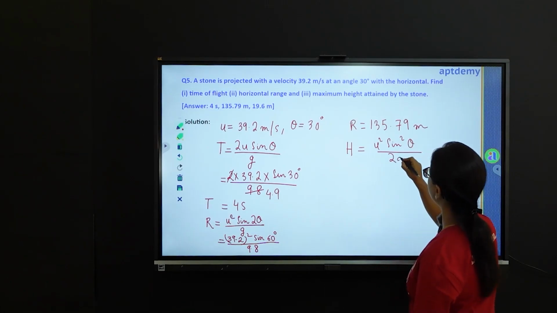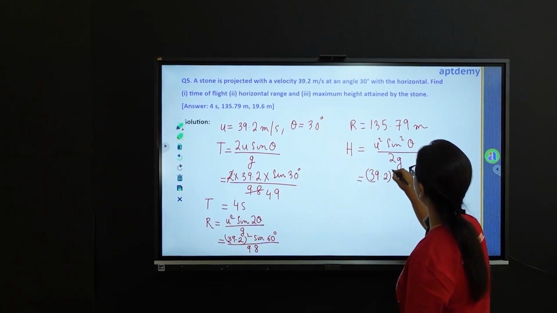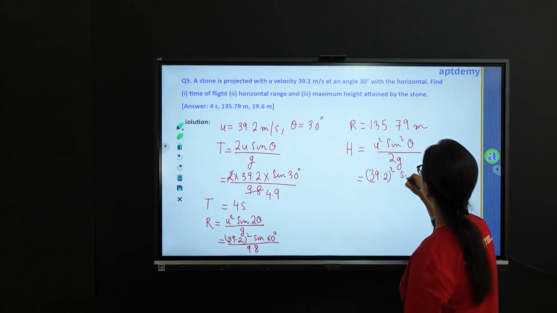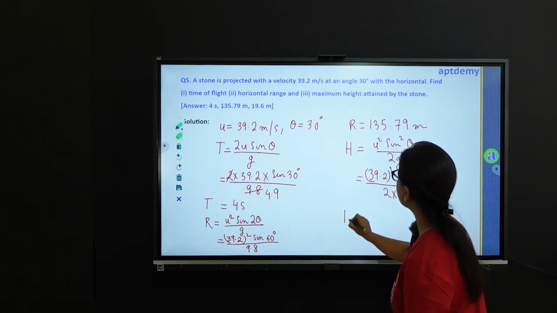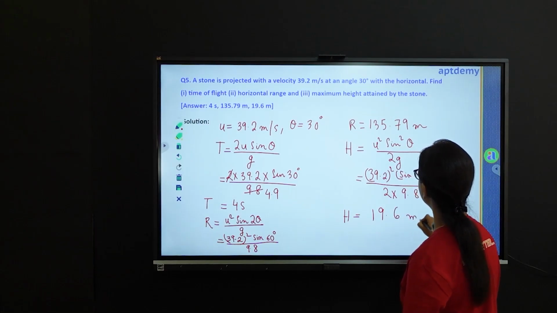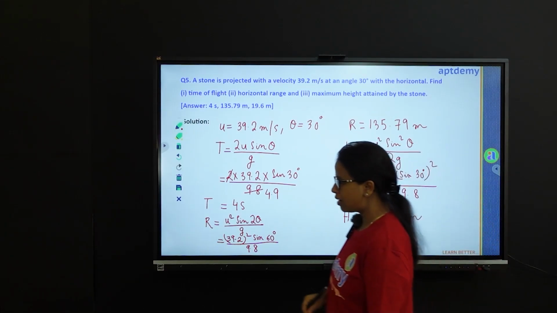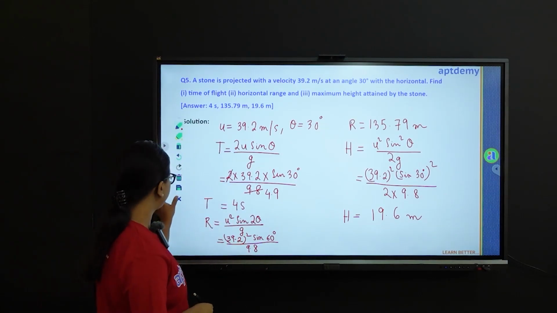Now the maximum height achieved by the stone is u square sin square theta by 2g. So this is 39.2 whole square, sin square theta, that is theta is 30 degree, so half square, and this is 2 times g, that is 9.8. So we will get a maximum height of 19.6 meters. So an easy problem, the only thing that will affect are the calculations.